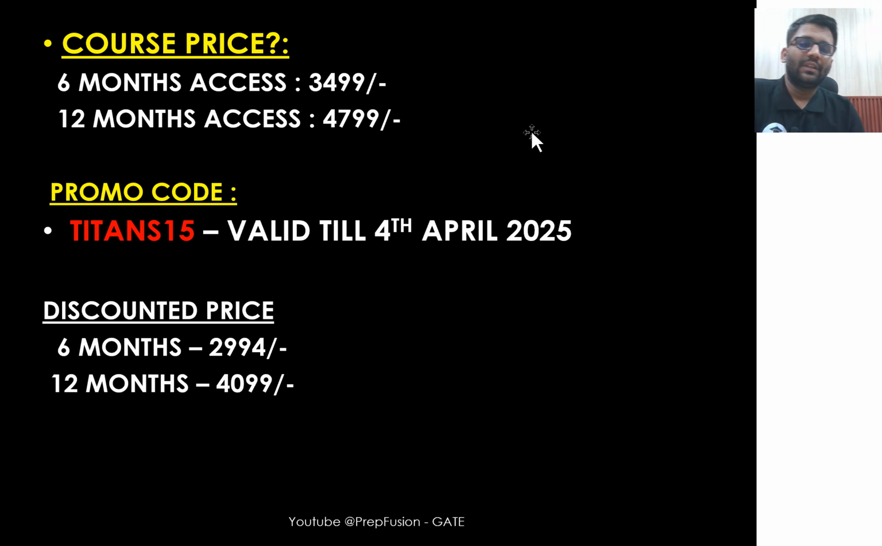Okay, now coming to the most important part, what is the course price? For the 6 months access, the course price is 3499, and for the 12-month access, the course price is 4799. But you can apply a promo code till 4th of April. Till 4th of April, this promo code is applicable. You can apply the code TITANS15, TITANS 15, so you will get 15% off. After that, the discounted price will be 2994, and for 12 months, it will be roughly around 4000.